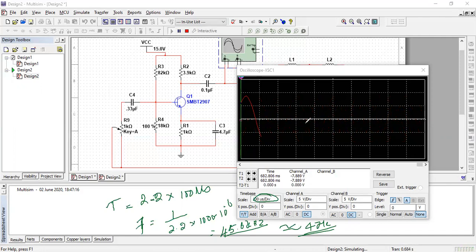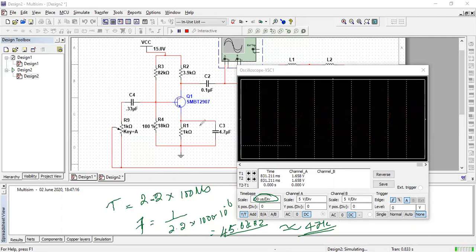So we have to stop the wave and find how much width it covers on the x-axis. That width has to be multiplied with the time scale, which will give the time period. Then 1 divided by the time period will give the frequency of the particular circuit.